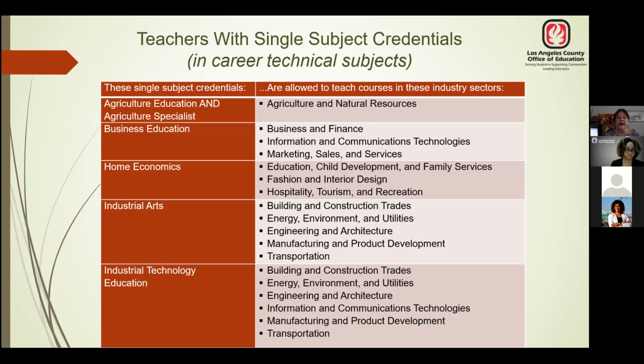And what you see on the right side of the chart is, for each of those industry sectors, which pathways they are allowed to teach underneath those. So, back to my robotics example, if somebody had a single subject credential in industrial technology education, they could teach robotics. They don't have to apply for a designated subject CTE credential. Now, there's not a lot of people with single subject CTE credentials. There used to be a lot, but there's not a lot of programs in the state, and so you don't see them all the time.